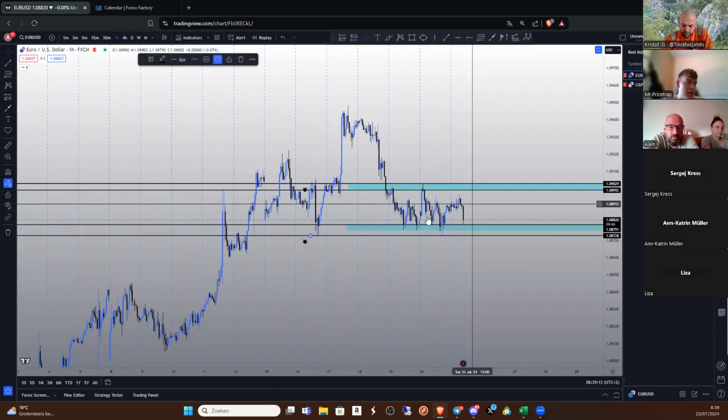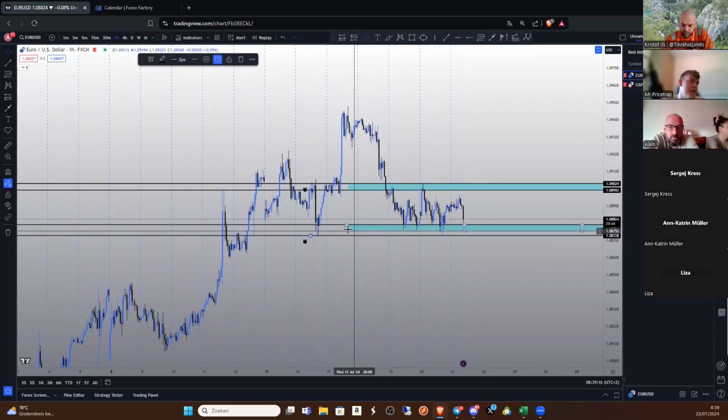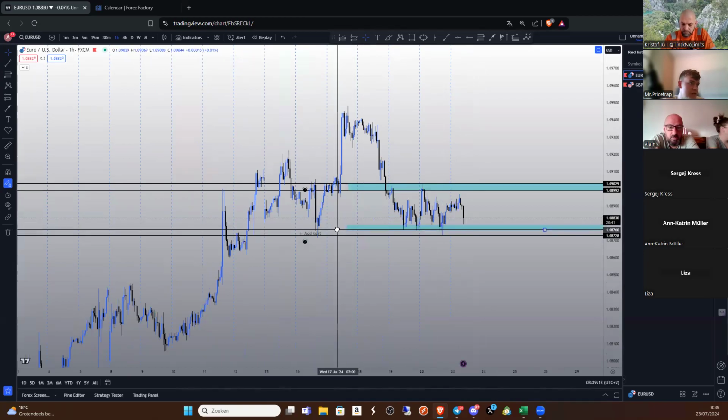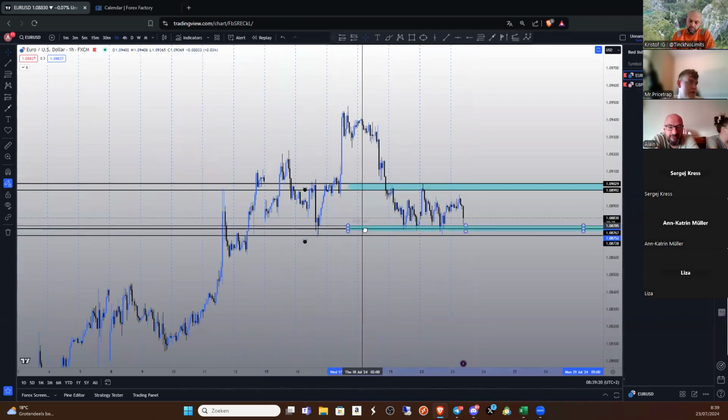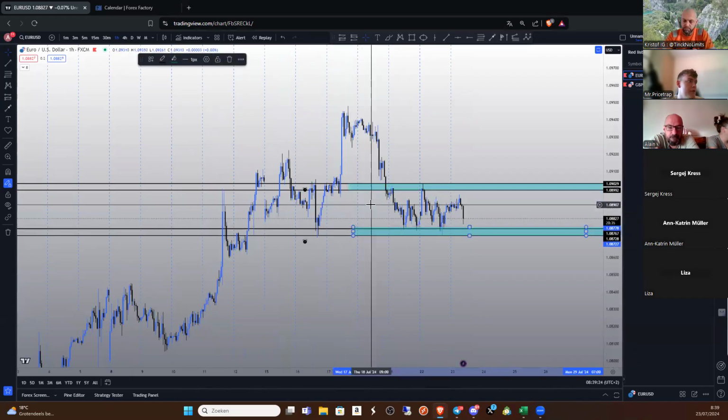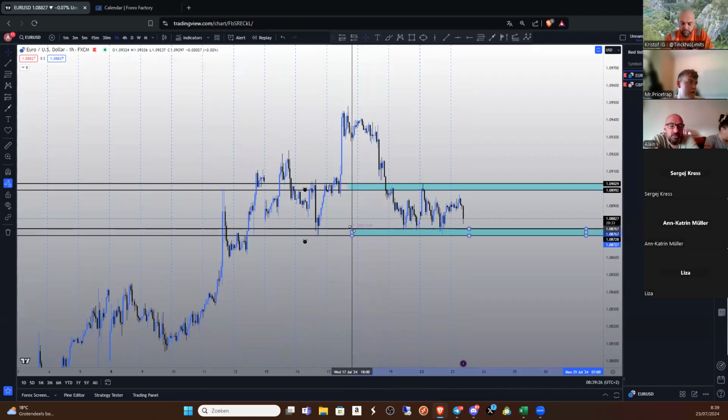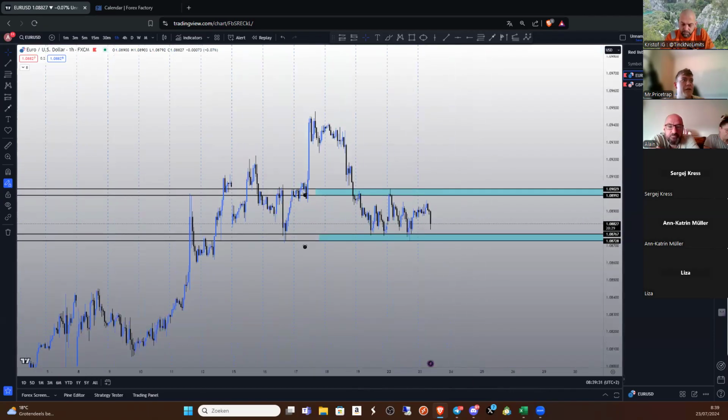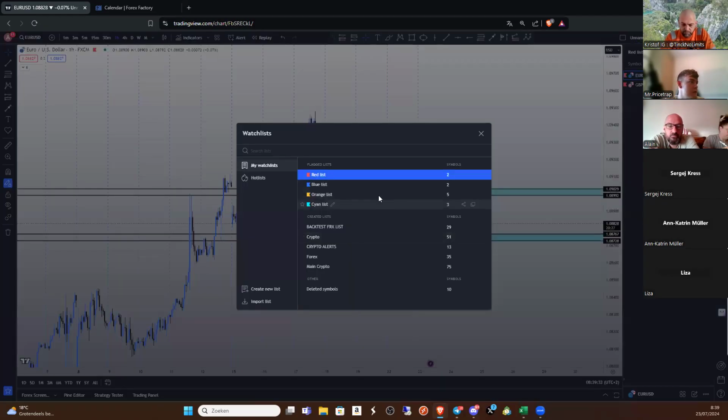Here we have Euro USD. This is the opposite. Market rejected from that support zone, so we created a new low. So I'm going to adjust that support zone a little bit to the downside. And that's price trap number 2. Like you can see, pretty simple. Market is stuck in between a high and a low. Now we simply wait for the market to break out.